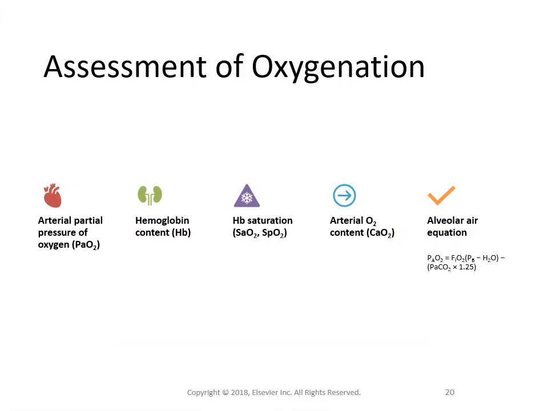A complete assessment of arterial blood gas parameters indicating the state of patient oxygenation includes the arterial partial pressure of oxygen, or PaO2, hemoglobin content, or Hb, hemoglobin saturation, SaO2 and/or SpO2, and arterial oxygen content, or CaO2, as well as the partial pressure of oxygen, or PaO2.